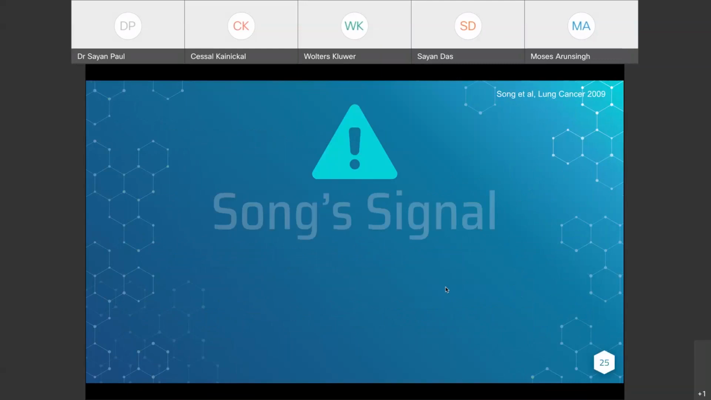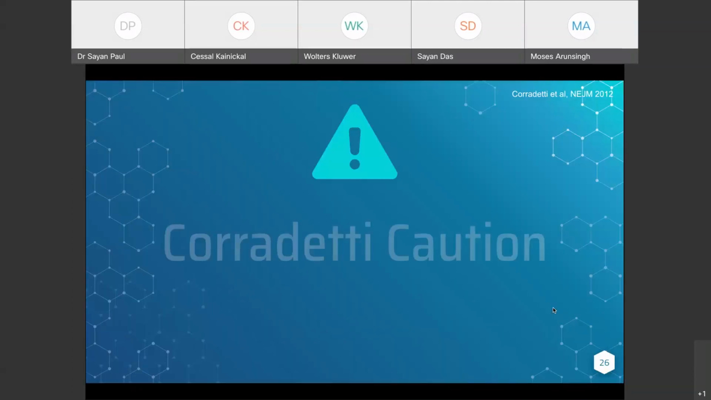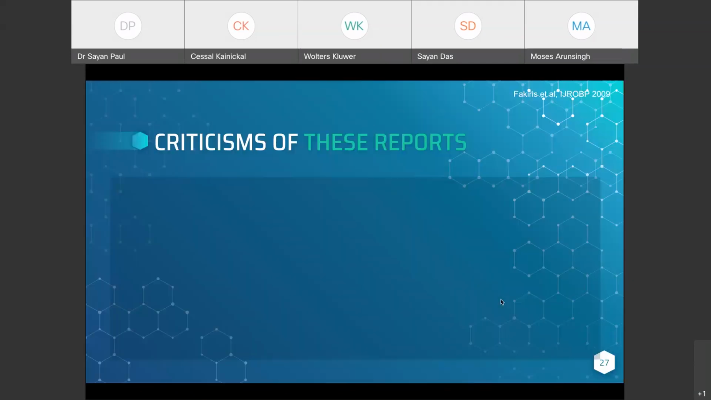Then there were several other reports as well. This was another report which pointed out 9 patients with centrally located tumors presenting with bronchial strictures at as early as less than 2 years of follow-up. And this was another famous report where one patient treated with SBRT in a very ultra-central location had a fatal central airway necrosis at just 8 months post SBRT.